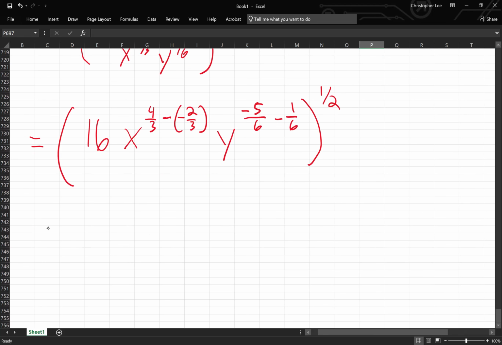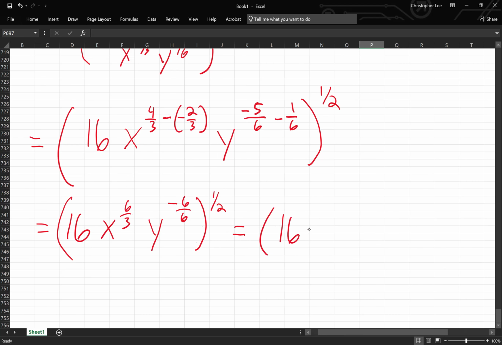A little bit of math. What do I get? This becomes 16, right? X to the negative is positive, 4 plus 2, 6 over 3 power. And then y to the negative 5 minus 1, negative 6 over 6 power. And of course, that's the half, right? Let's answer this, for lack of a better term. This is going to become 16 x to the 2 power times y to the negative 1 power.